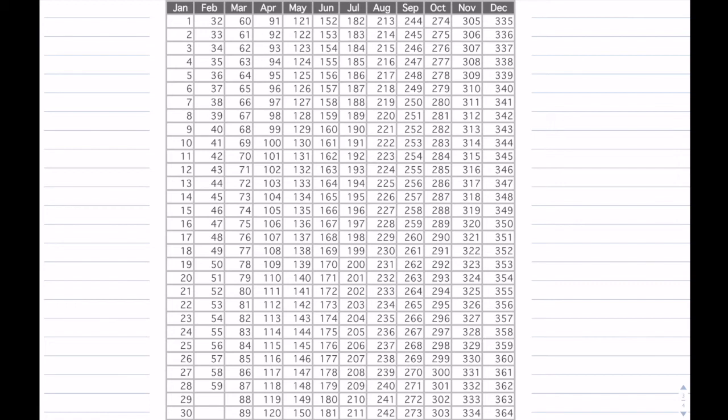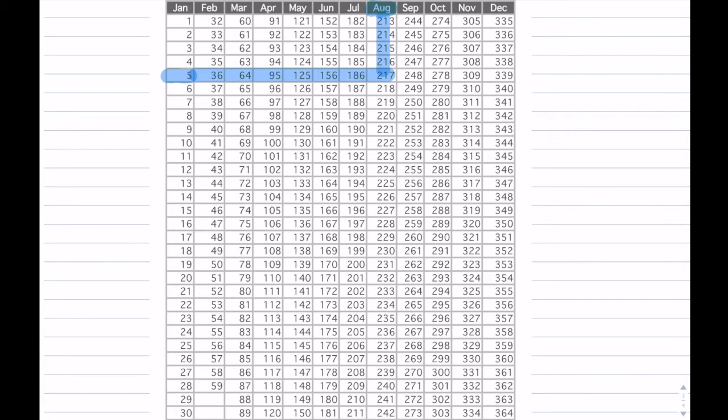Why? Because this table is showing you the date and what day in the year this is. So for example, let's say it was August the 5th. I would go to August right here, and the 5th is right there. Then I can go across, and that is the 217th day.